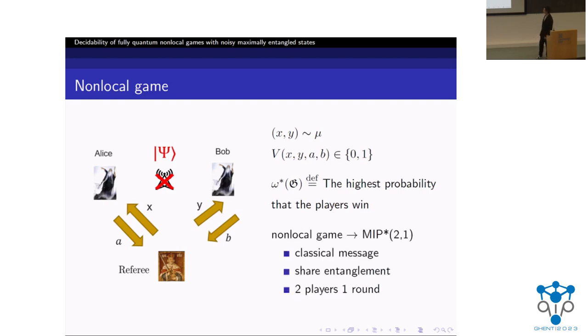Note that nonlocal games correspond to the complexity class MIP star 2-1. Here, MIP stands for multi-prover interactive proof system, and star here means the players send classical messages and they can share entanglement. 2-1 here means two players, one round.